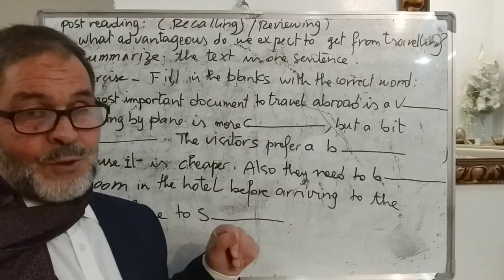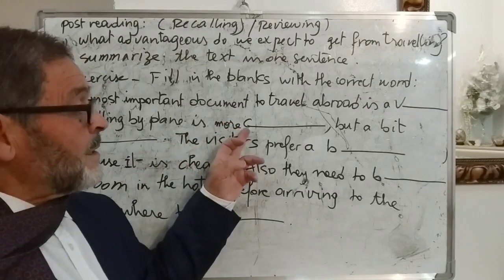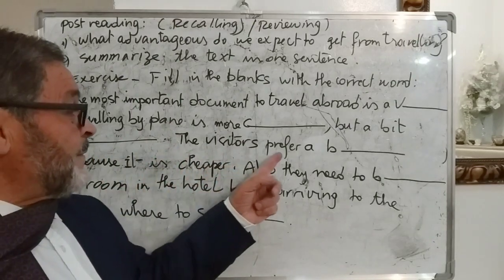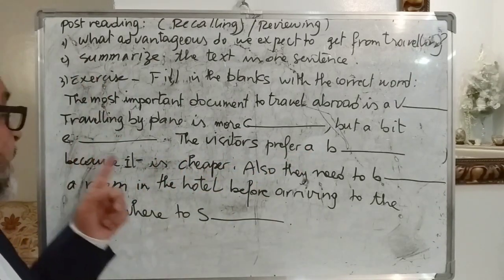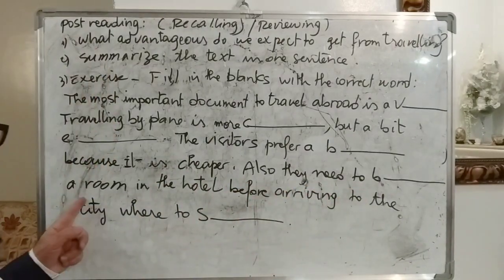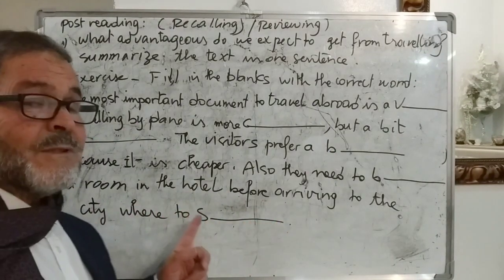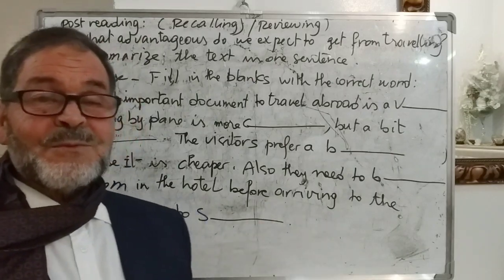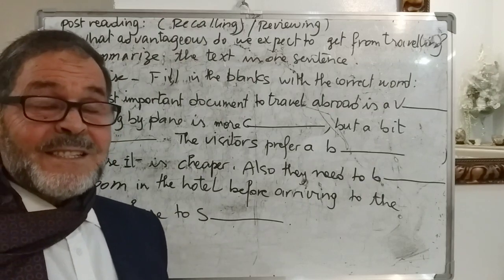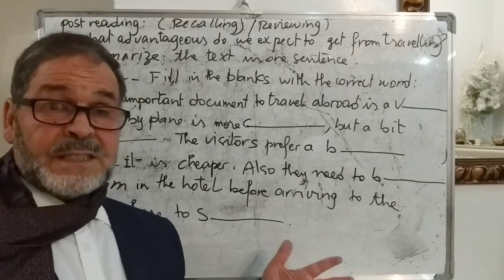So you are going to find the word. Traveling by plane is more C, but a bit E. The visitors prefer a B because it is cheaper. Also, they need to book a room in the hotel before arriving to the city, where to S. And here we make a review and we recall the information that we have read. So this is the way we are dealing with reading comprehension. And of course there are other strategies.